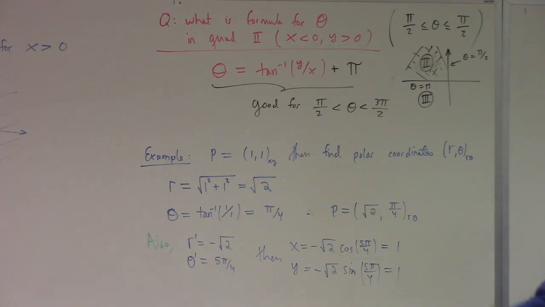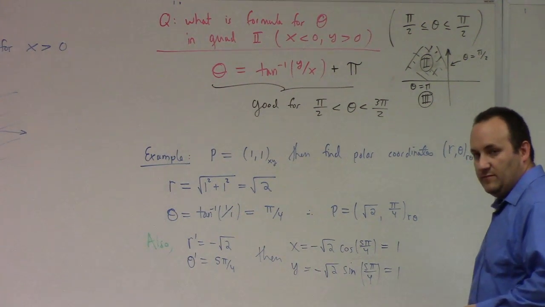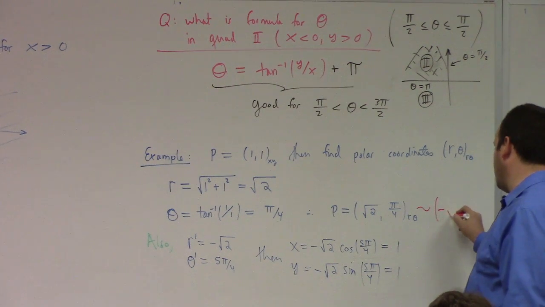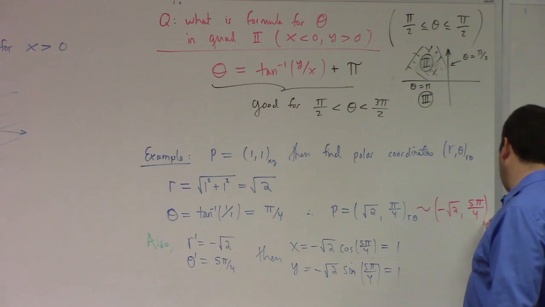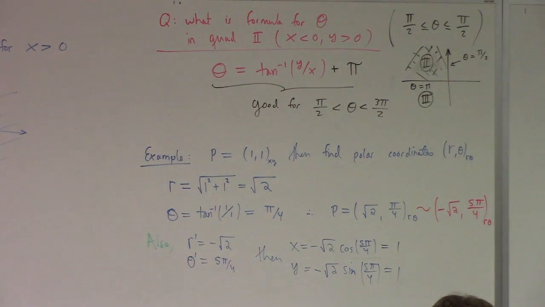In other words, this set of polar coordinates is geometrically equivalent to minus root 2 and 5 pi over 4. I use this symbol here because I really don't think we should say equals, because they're not equal. These are different radius, different angle, right? They're different coordinates, and yet they geometrically correspond to the same point. Annoying, yes? I personally find this to be annoying.